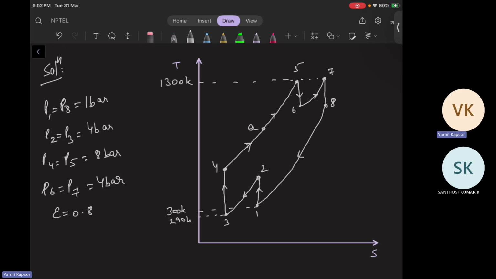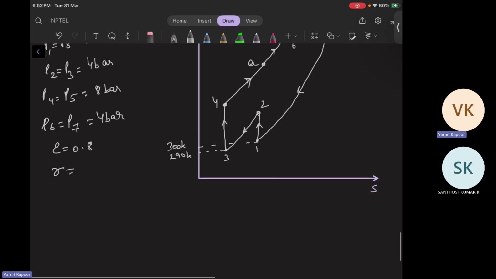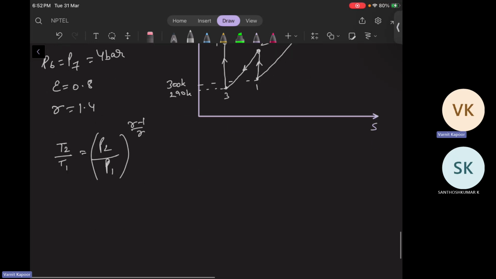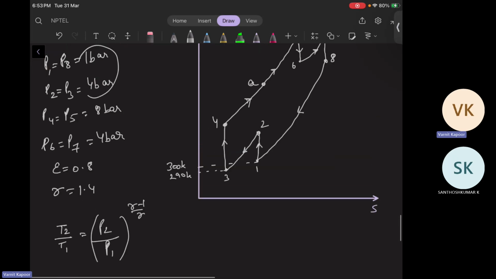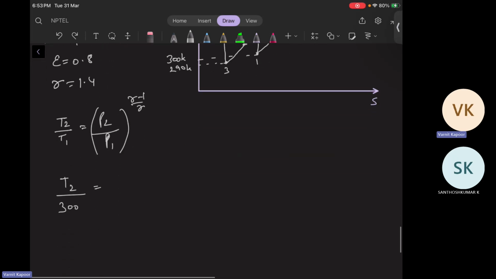So let us first get the individual temperatures. We know T1, we don't know T2, and gamma will remain 1.4. So T2 by T1 is equal to (P2 by P1) to the power of (gamma minus 1) by gamma. Using this relation, T1 is given as 300, and P2 by P1 is 4 by 1, that is 4 to the power of 0.4 by 1.4. So from here, your temperature 2 will come out to be 445.79 Kelvin.